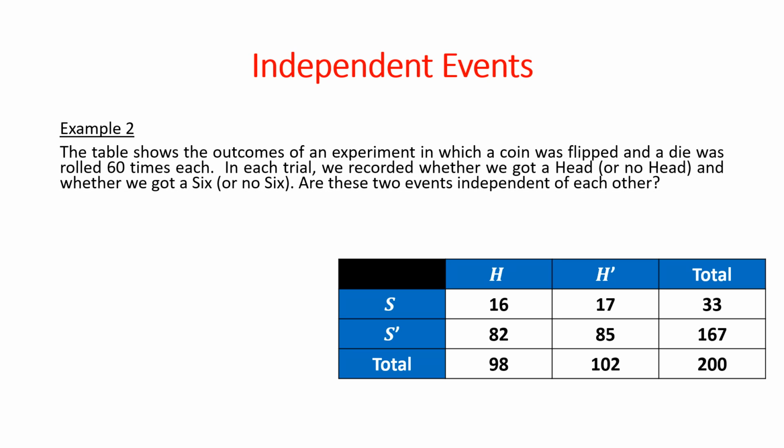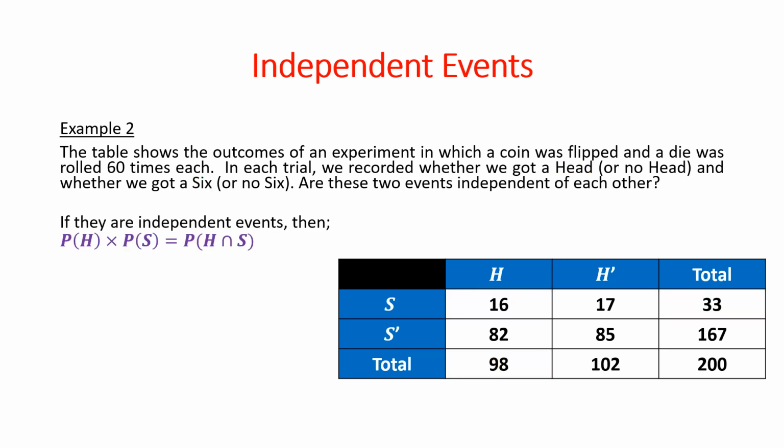All right, here's example 2. The table shows the outcomes of an experiment in which a coin was flipped and a die was rolled 200 times each. So we're flipping a coin and rolling a die at the same time, and that's one trial. In each trial, we recorded whether we got a head or no head and whether we got a 6 or no 6. Are these two events independent of each other? Well, we had 98 heads come up and 33 sixes. And we had 16 times when we flipped the coin and rolled the die and had a 6 and a head come up.